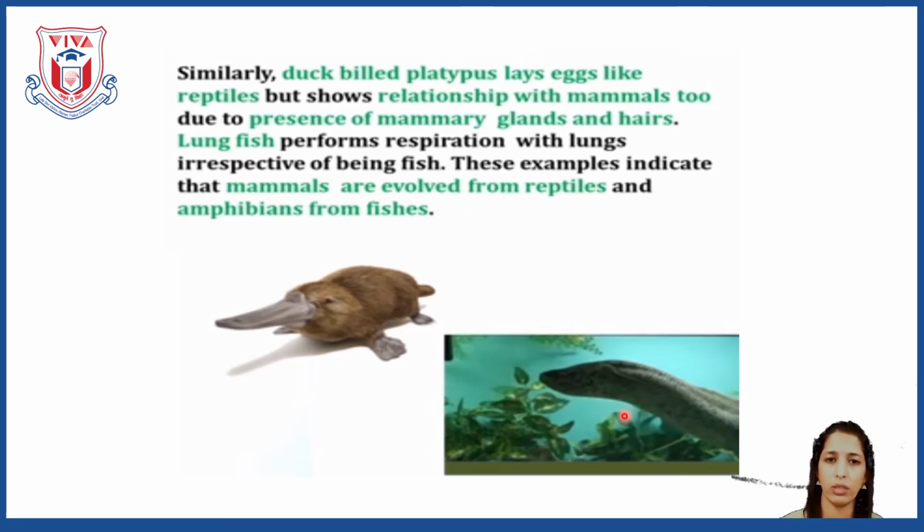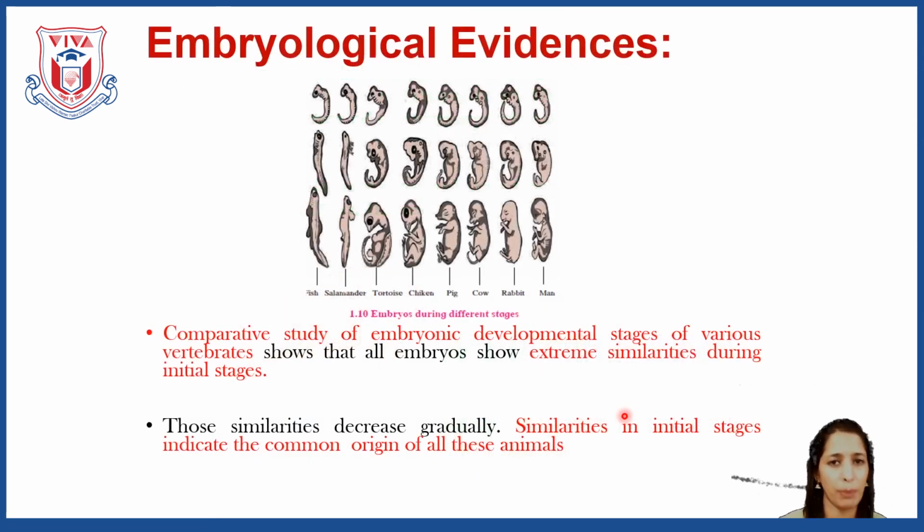Moving to the next evidence, that is embryological evidence. Now embryological evidence, the embryo is the initial stage. If you see this diagram, you can see the embryos. They have given embryos of fish, salamander, tortoise, chicken, pig, cow, rabbit, and man. Now if we see the initial stages, you cannot find any differences. You cannot say that this is a fish, this is a tortoise, this is a rabbit. They look more similar.